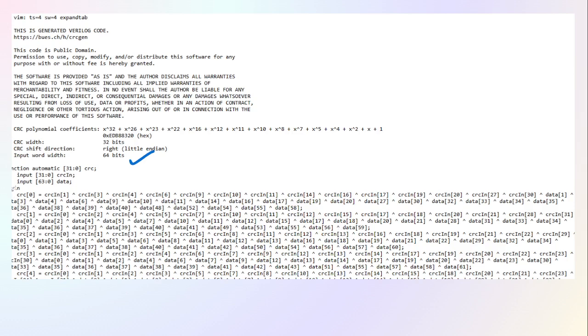And so you can see here CRC0, bit 0 of the CRC, is computed at every clock cycle, assuming 64 bits of data have come in. It'll give you this equation.